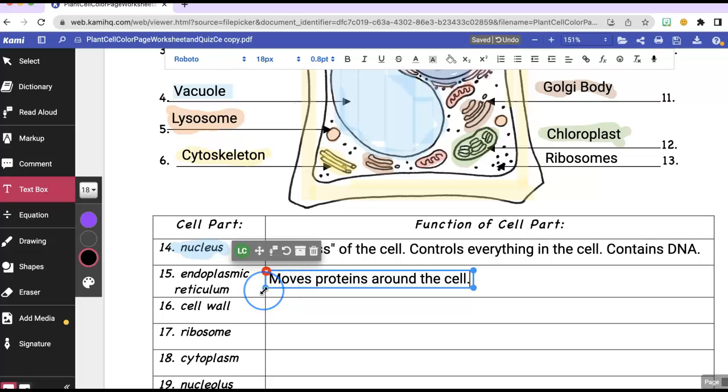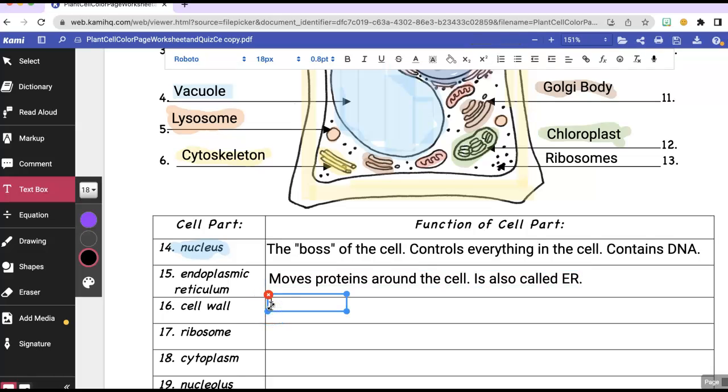Okay. I would like you to please also write in this line that this is called the ER. Is also called ER. That's its short name. Remember, it does not mean emergency room. It means endoplasmic reticulum. Its only job is to move the proteins around.